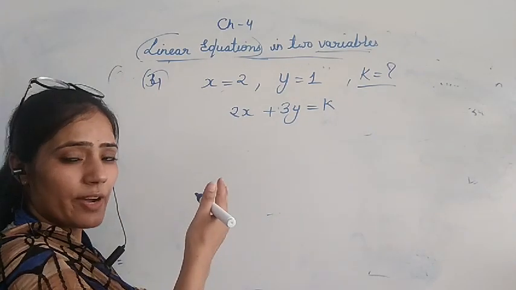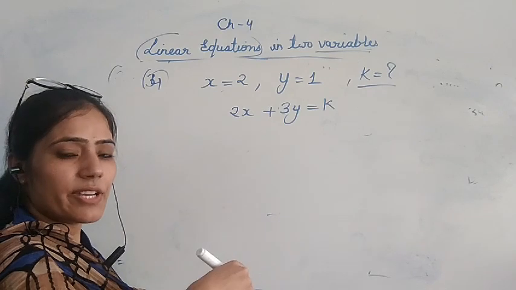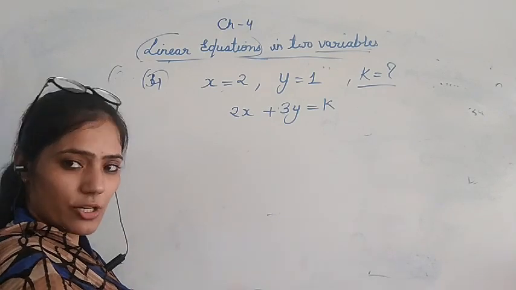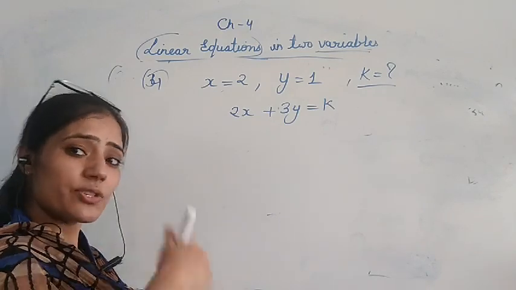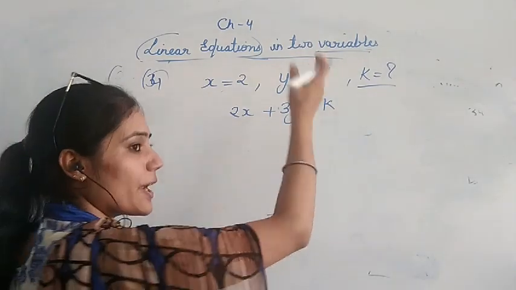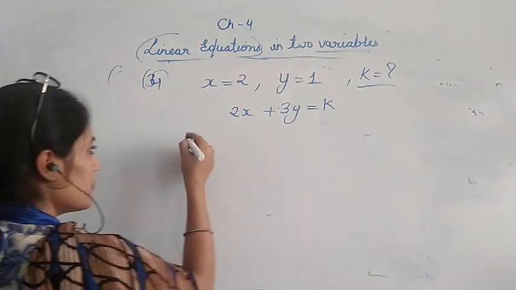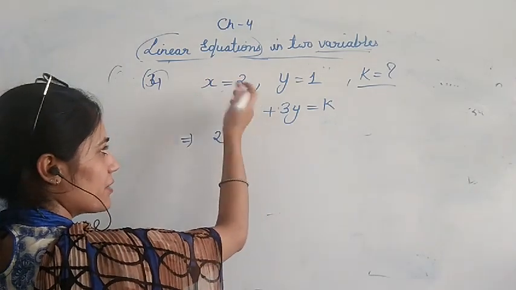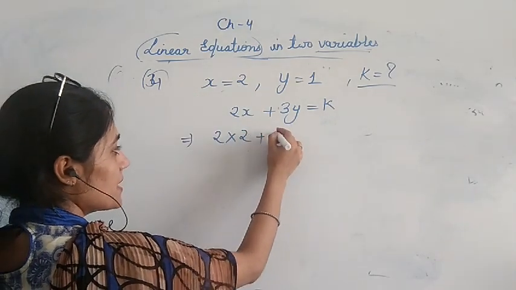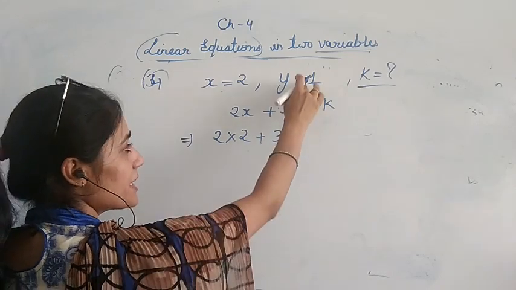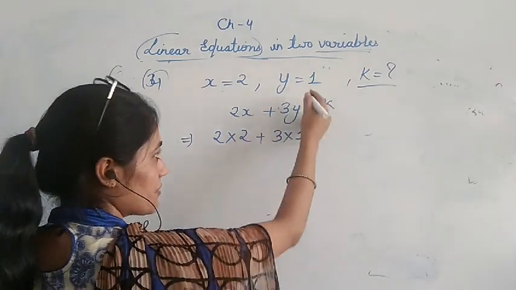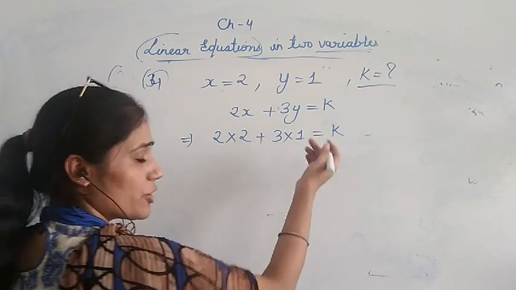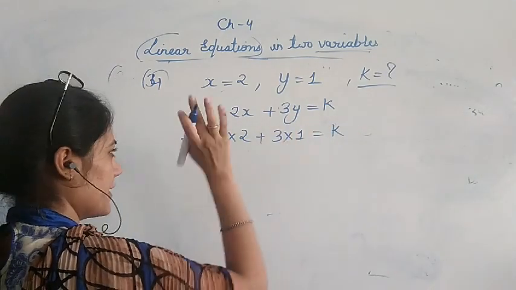First we were doing how to find a solution. Then next we did how to check whether this is a solution or not. Now third thing, solutions are already given. We have to find any unknown variable. So how to find? 2 as it is, at the place of x the value given is 2, plus 3 as it is into, at the place of y, 1, because the value is given, equal to k as it is because we don't know what is the value of k.